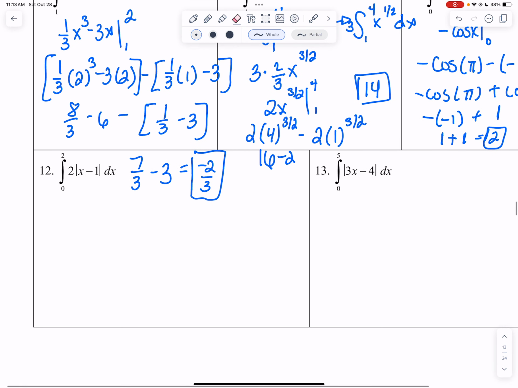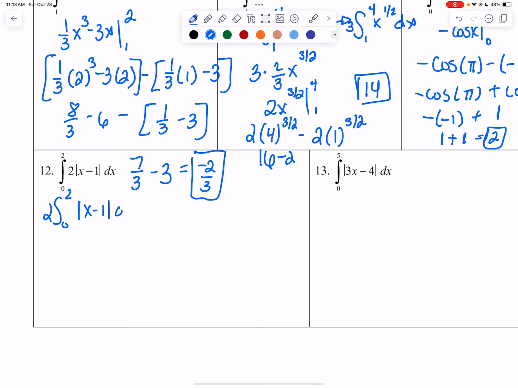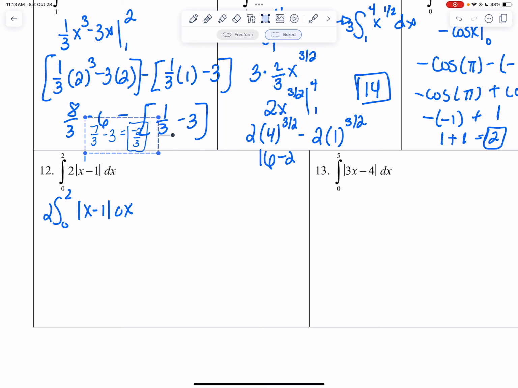All right, on to number 12, we have the integral from 0 to 2 of 2 times the absolute value of x minus 1. I'm going to take my coefficient out first so that I have this right here. And here's my problem now for number 12 and eventually for number 13. We have the absolute value of x minus 1. We don't have any tips or tricks or rules to help us with the absolute value of x minus 1. I cannot get rid of the absolute value and then take the antiderivative of x minus 1, can't really do that yet.